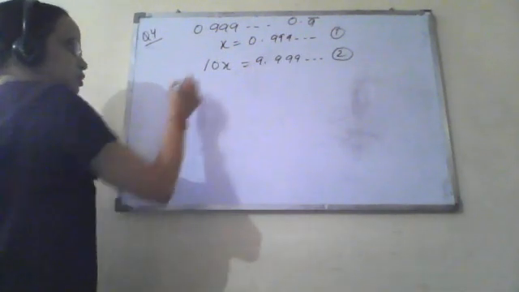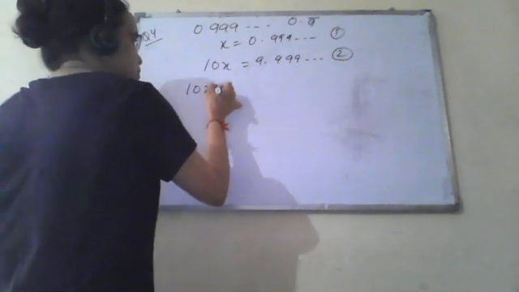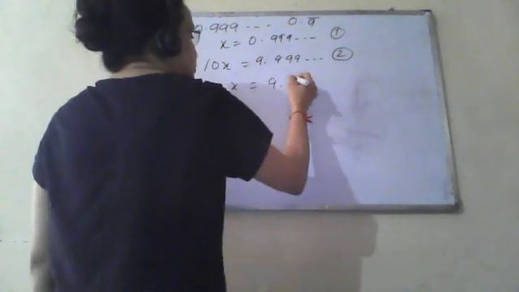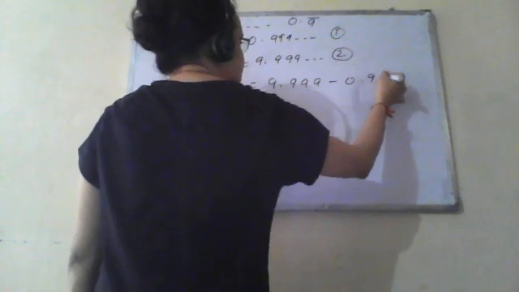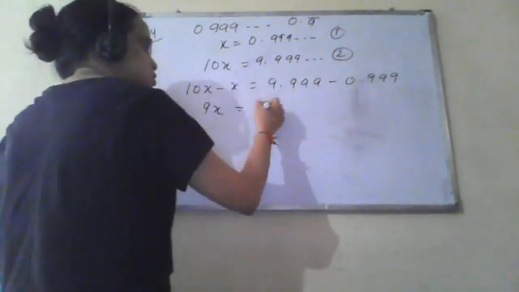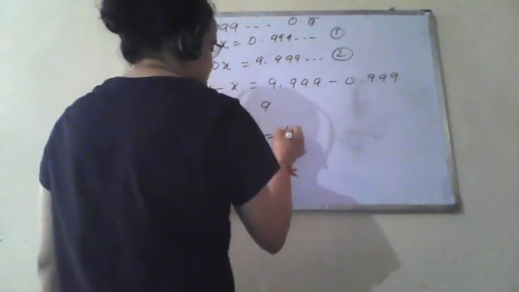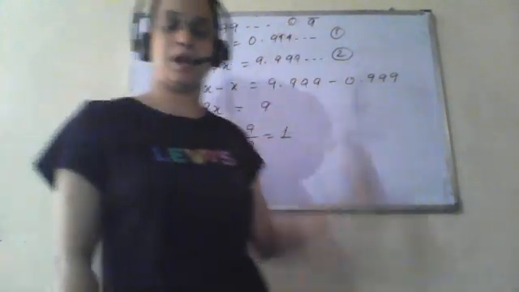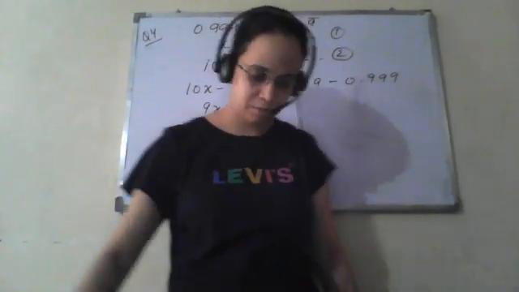So subtract 1 from 2. This will be 9.999 minus 0.999. So this is 9x and this is also a 9. So x equals 9 upon 9, that is 1. So the value of 0.999 is taken as 1. Okay. Now the next question, question number 5.